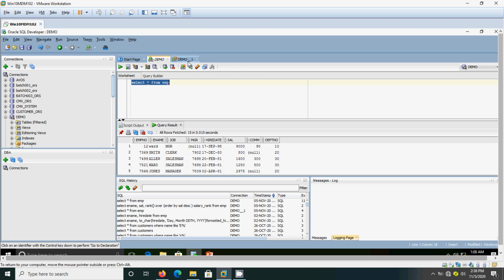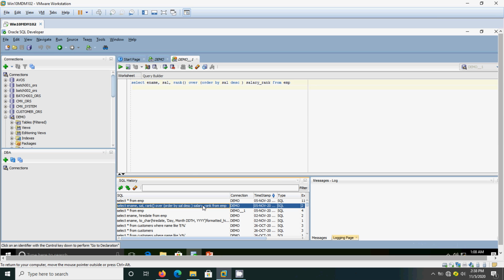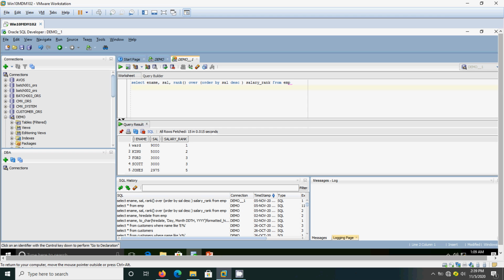Here I have already written one query for that, and I am going to use that. Here the rank function, we need to implement on the column which we are going to give ranks. That means here we are going to use the salary column. So rank over order by salary descending. That means based on the highest paid person, we are going to give the rank. We will see how the function works by executing this query.